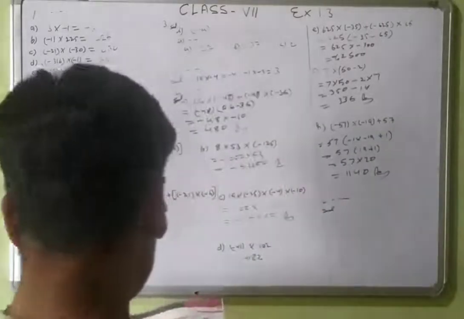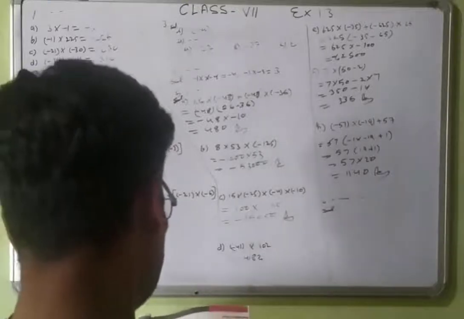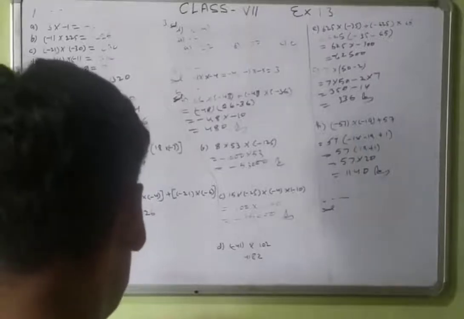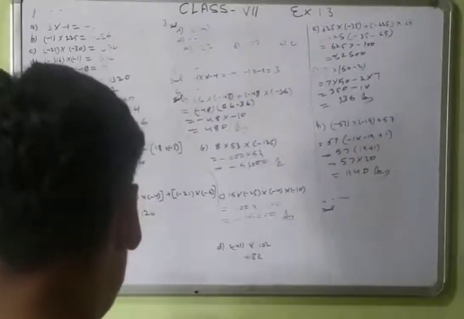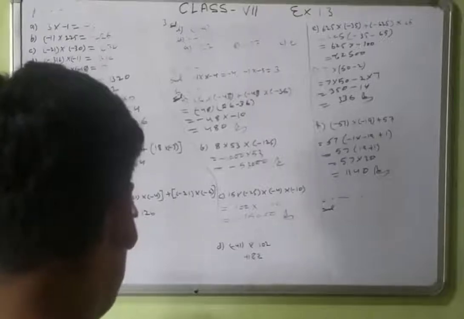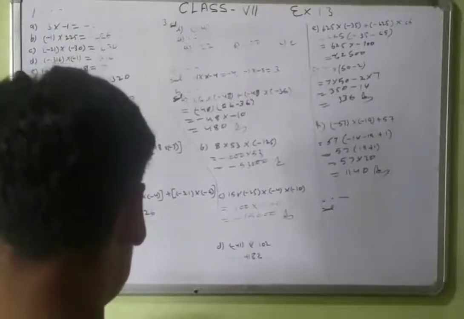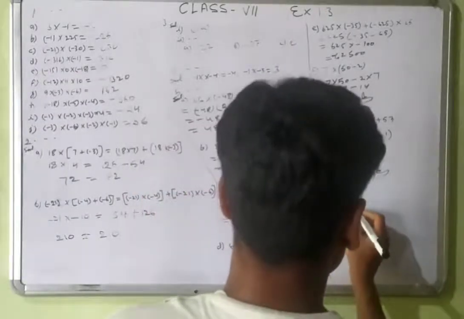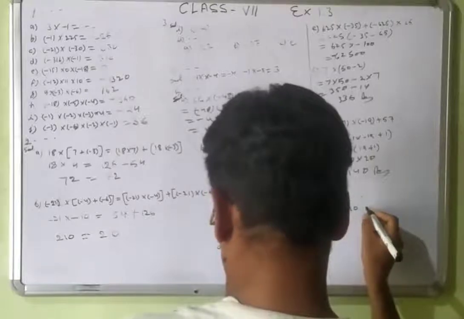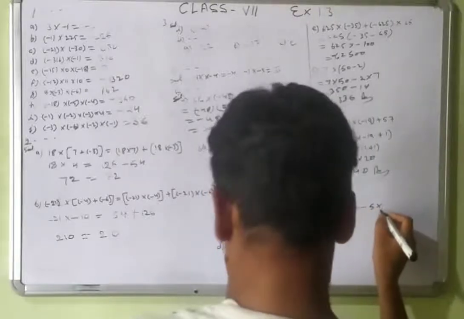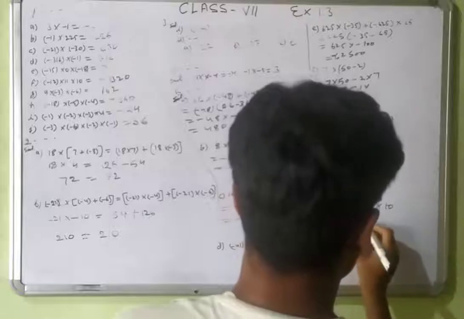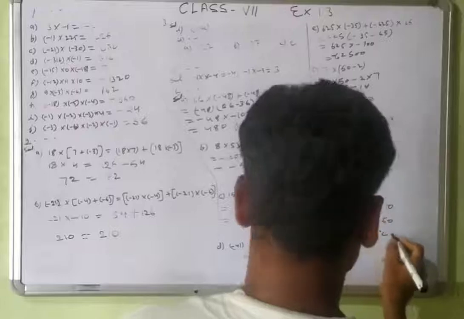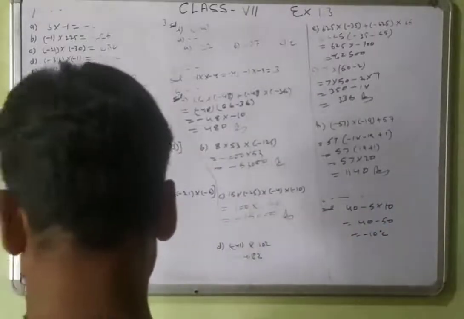Question number 6. A certain freezing process required that room temperature be lowered from 40 degrees Celsius at the rate of 5 degrees Celsius every hour. What will be the room temperature 10 hours after the process begins? 6 part. So that is 40 temperature is there already, and then decreasing, it means minus how many times? That 10 hour. That will be 40 minus 50 is equal to minus 10 degrees Celsius. That will be the answer.